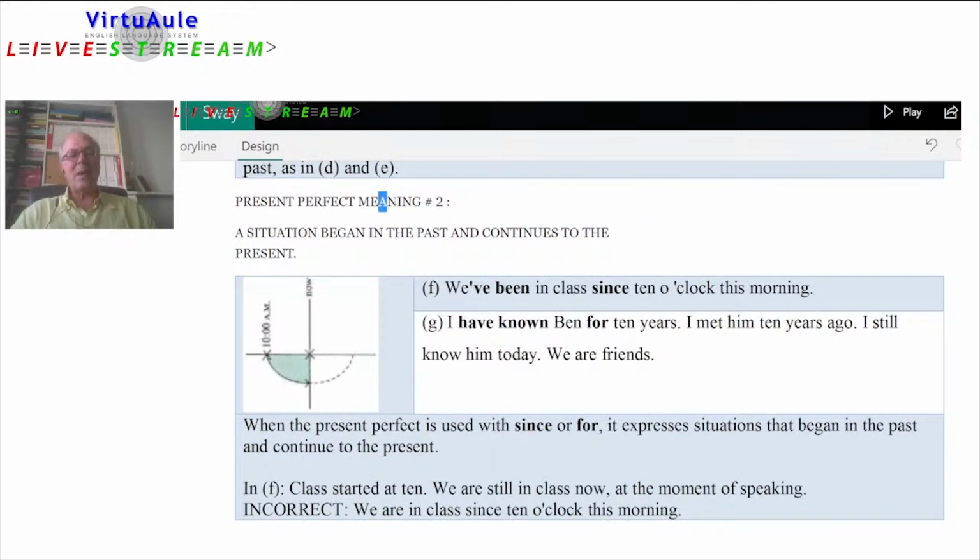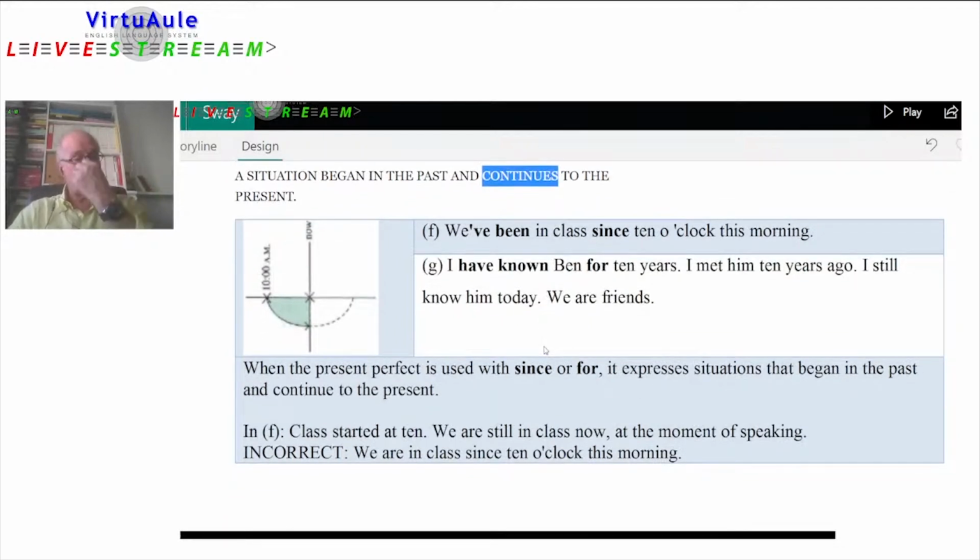Let's look at the second meaning of present perfect. The situation began in the past and continues to the present. Now, this is a little more difficult because I don't want you to think too much about continuing. Continuing, that's progressive, okay? But you can use this idea to help you to understand the present perfect. You see, if I look at now, I have 10 a.m., the action is in progress. Right now I'm speaking and I say we have been in class since 10 o'clock this morning.